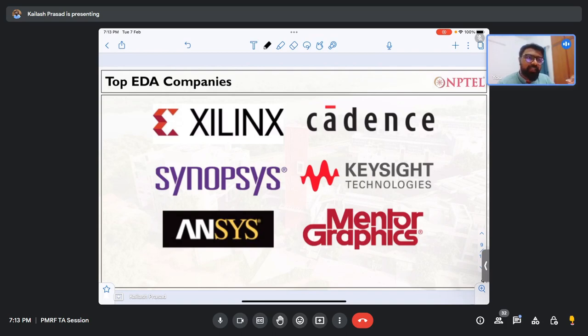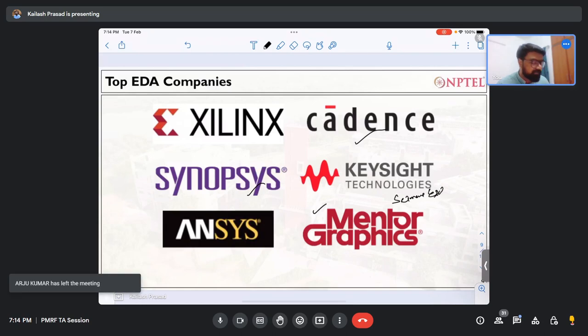And every step has to be done in some kind of software, and these softwares are being provided by the three big players. One is Cadence, the second one is Synopsys, and the third one is Mentor Graphics. It has been actually acquired by Siemens EDA. So this is one of the companies, Siemens EDA. They have acquired Mentor Graphics. And we have various other companies like Ansys, Keysight, and Xilinx, right? So Xilinx is one of the biggest companies in the FPGA domain.